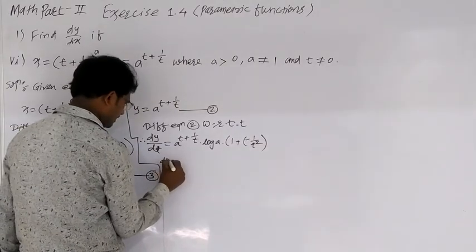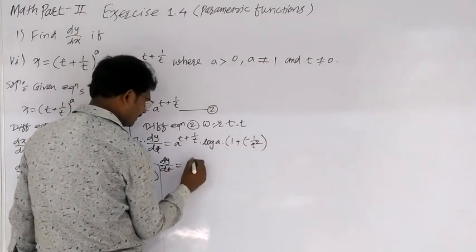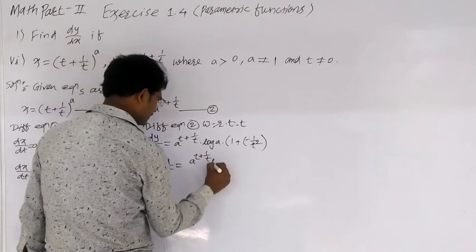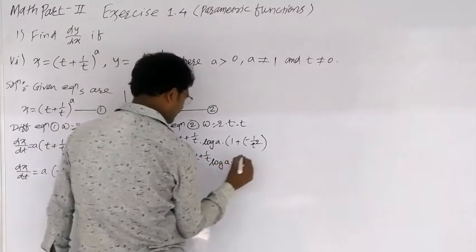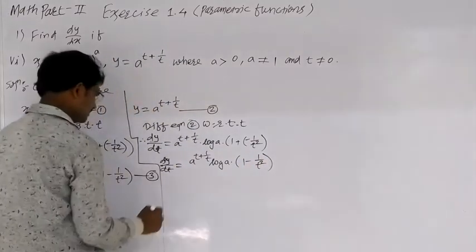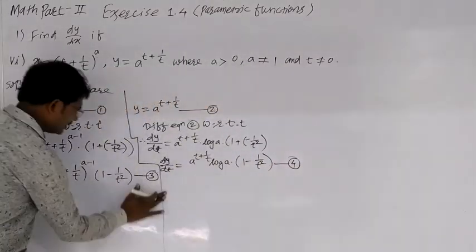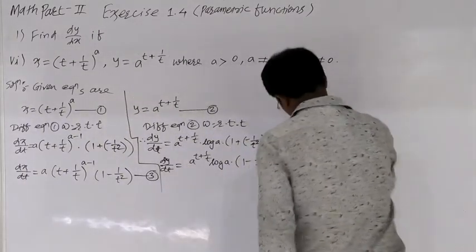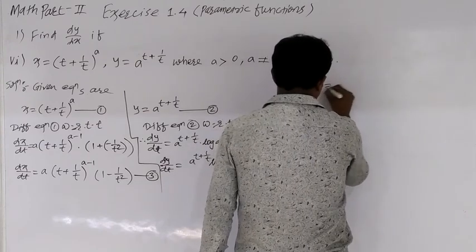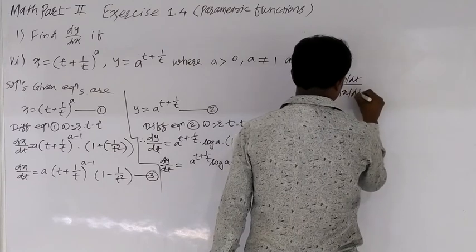So we can write dy by dt is equal to a raised to t plus 1 upon t into log e a into 1 minus 1 upon t square. Now this is equation number 4. Now we have to find dy by dx. So dy by dx is equal to dy upon dt divided by dx upon dt.